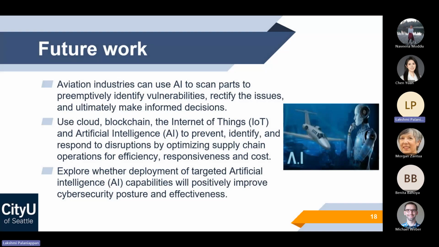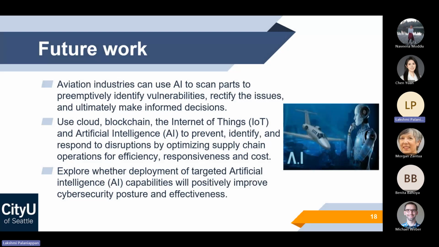The study showed that aviation industries can use AI to preemptively identify vulnerabilities, rectify the issues, and ultimately make informed decisions. Aviation industries can use AI to scan parts to preemptively identify the quality of the part and if it is installed correctly in the aircraft, to avoid incidents like the Alaska Airlines Flight 1282 accident, when a mid-exit door plug separated from a 737-9 fuselage shortly after takeoff.